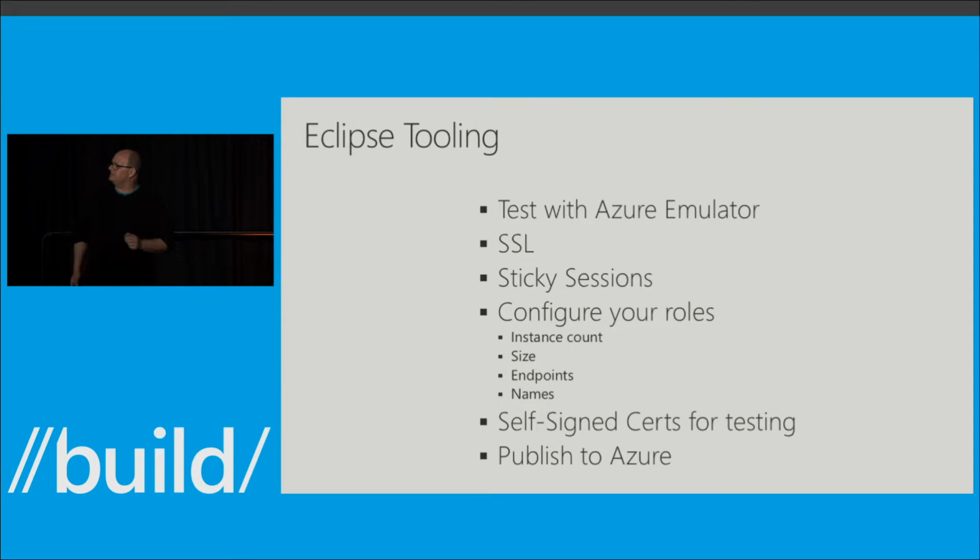So the Eclipse tooling allows you to test with an emulator. It has SSL support. It has support for session persistence, what we call sticky sessions. And you can configure roles, so you can set up multiple instances. You can set up different sizes for each instance. You can set up specific custom endpoints, and you can name those endpoints. We also have self-signed certs for testing and publishing to Azure.